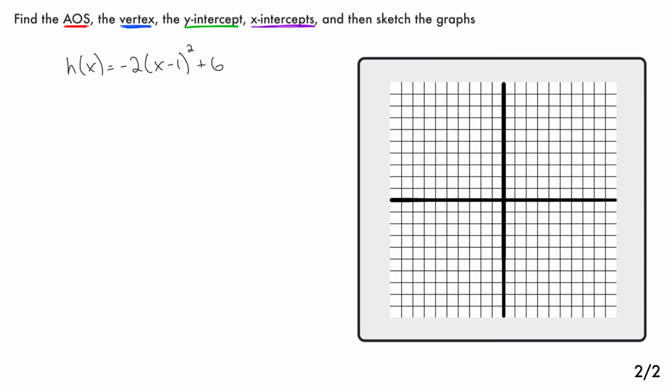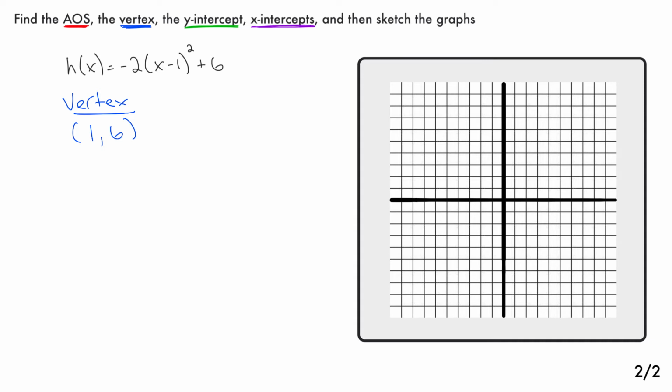Now, if we harken back to that lesson when we were graphing a bunch of different parent functions, you might remember by looking at this that it is shifted right 1 and up 6. You go right 1 and up 6. That's where the vertex is. That's why this is called vertex form. So it actually tells you the vertex right off the get-go. The vertex is going to be right 1, up 6. Bam, we just got the vertex just by looking at it.